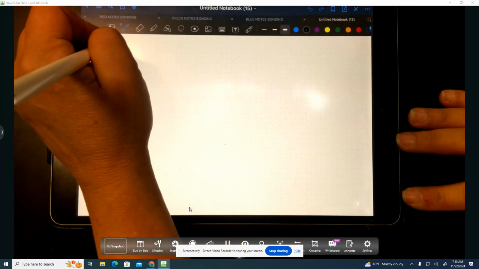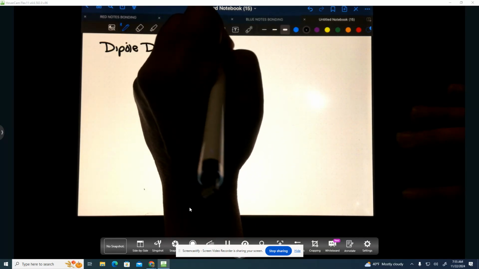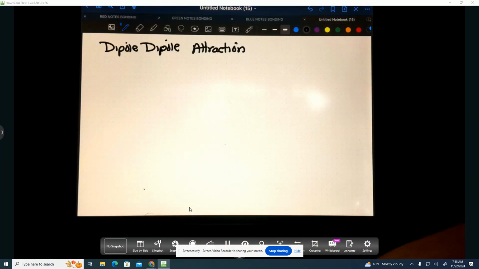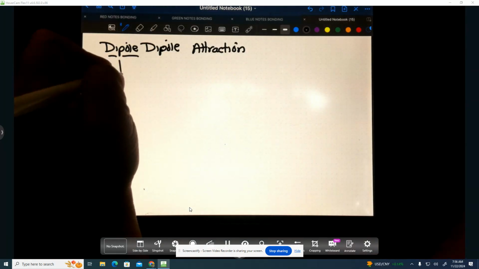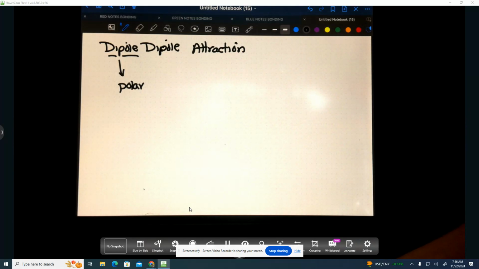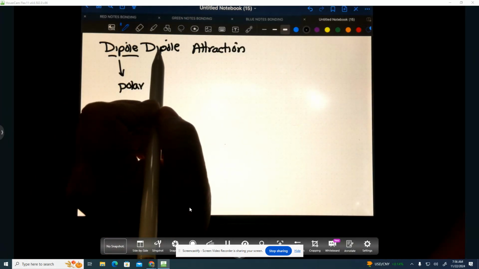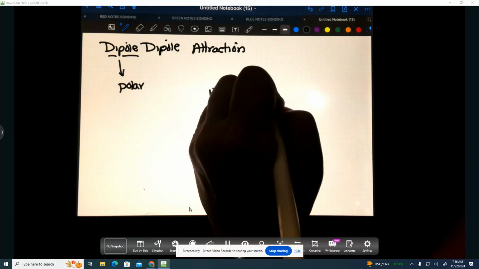Okay. We started out with dipole-dipole attractions. This is all from yesterday. Do you remember what a dipole-dipole attraction is? What does the word dipole mean? 2 what? 2 poles. So a dipole is simply just a polar molecule. And if you have 2 polar molecules, a dipole and another dipole, they're like little magnets.